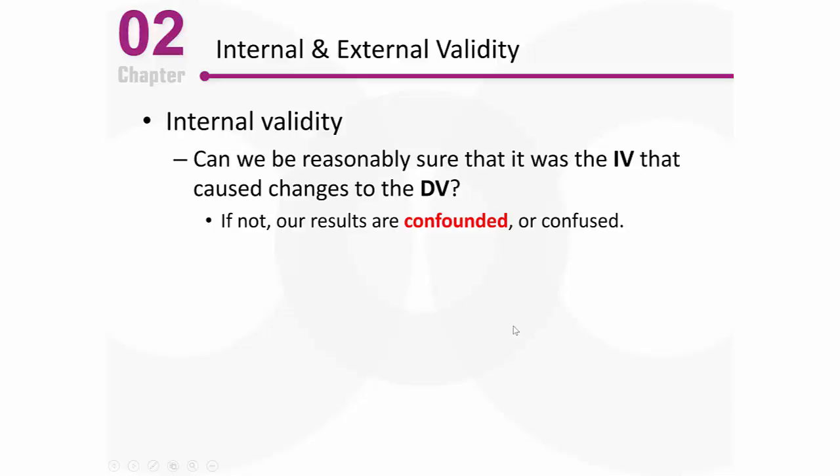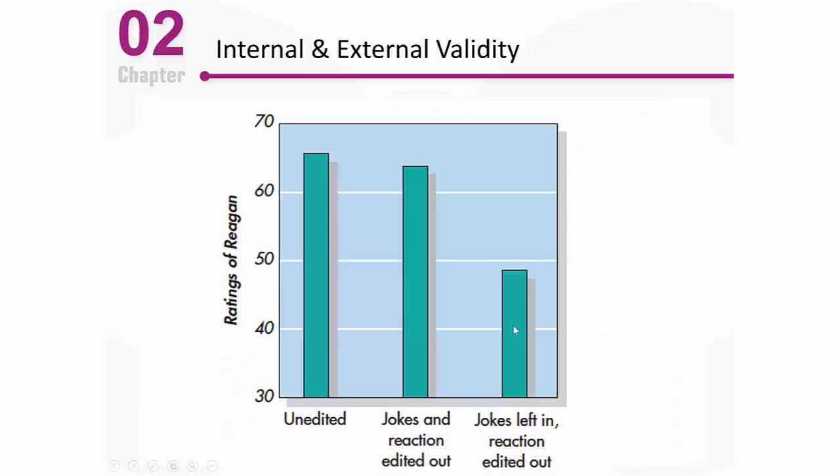What it means when we say our results are confounded is that they're confused. So just imagine for a second, let's go back, that there really were younger people in this group and older people in these groups. Now we don't know why they gave Reagan a relatively negative rating in this condition. Did they give Reagan a negative rating because they didn't hear the reactions and they felt that he fell flat? Or did they give Reagan a negative rating because they're younger and they're interested in a different type of humor? Do you see how that's a problem?